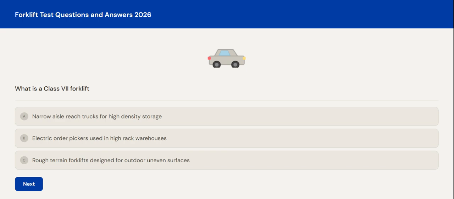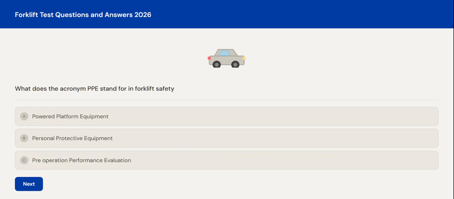Next point. What is a Class 7 forklift? Rough terrain forklifts designed for outdoor, uneven surfaces. Class 7 machines are built for construction sites and outdoor yards. Their stability rules and operational limits differ significantly from indoor forklifts.